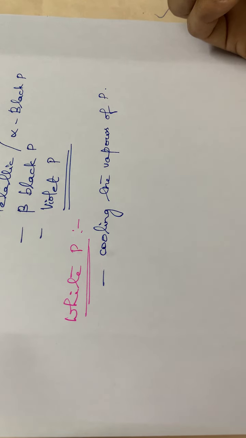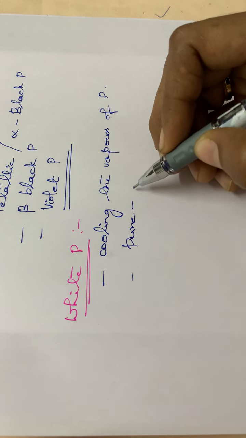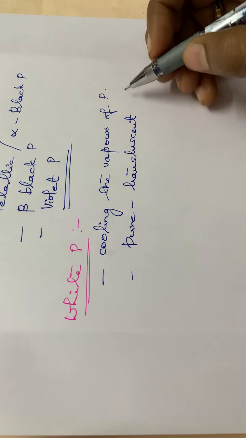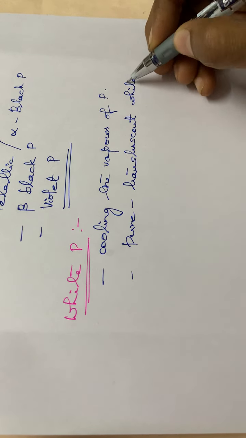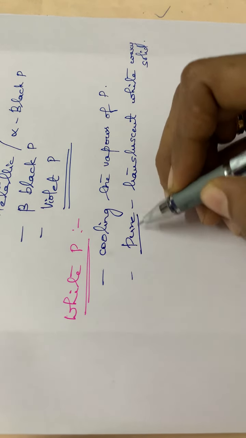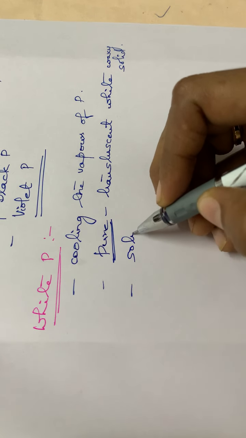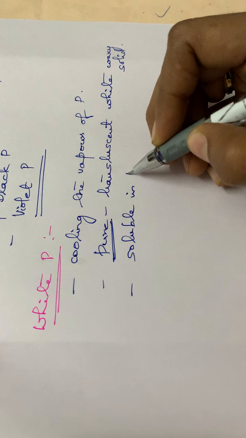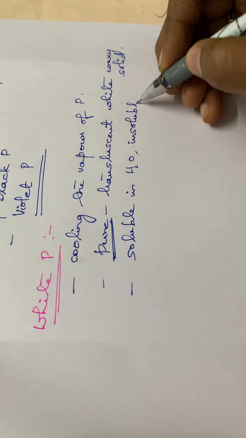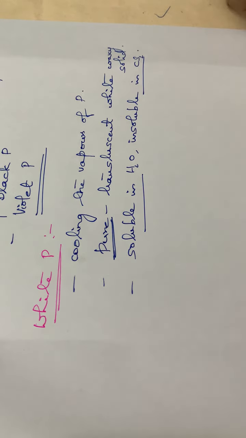In the pure form it is a translucent white waxy solid. White phosphorus is soluble in water and insoluble in carbon disulfide. Soluble in water, insoluble in carbon disulfide.